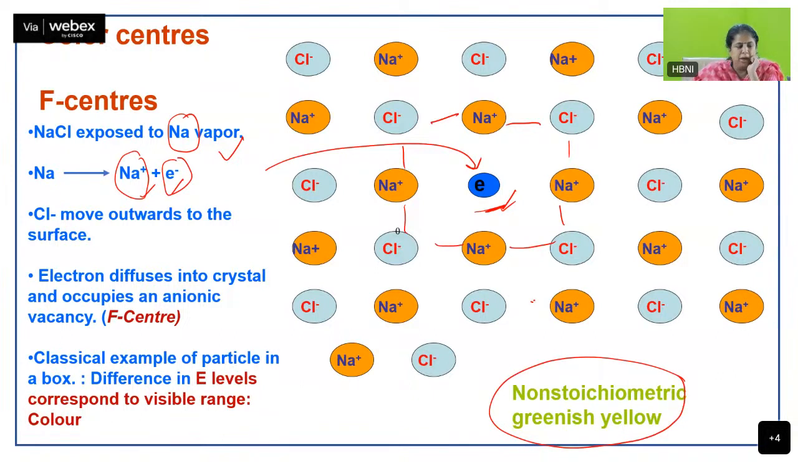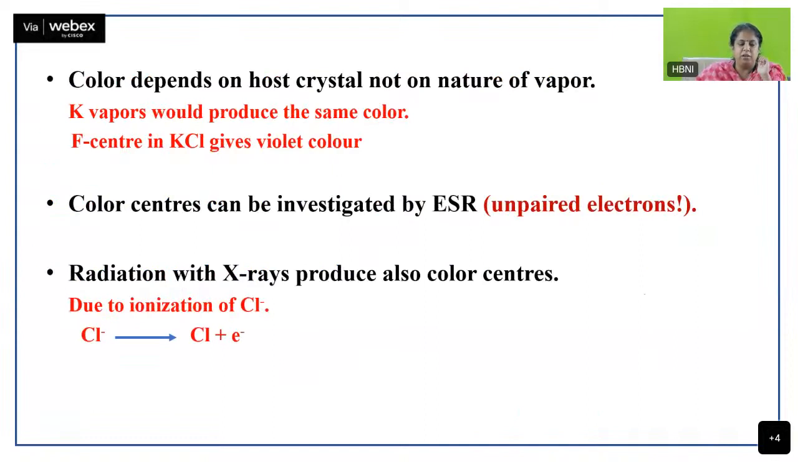Okay, so that means NaCl, if I had exposed it to potassium vapor, it would have been K giving K plus plus electron. This K plus would have combined with Cl, settled on the surface of NaCl. This electron would have moved inside, and it really would not have known whether it has come from Na plus or K plus. And the color of the material will still be greenish yellow. Similarly, KCl, if you heat it in potassium vapor or sodium vapor, it will give you a lilac color. It's kind of a violet color, basically.